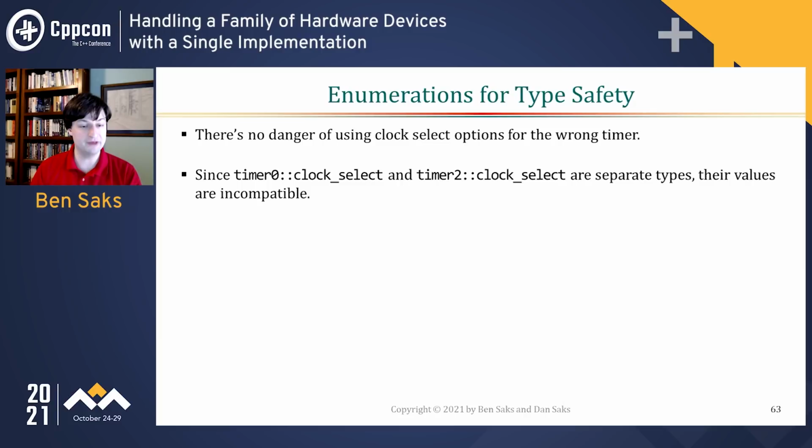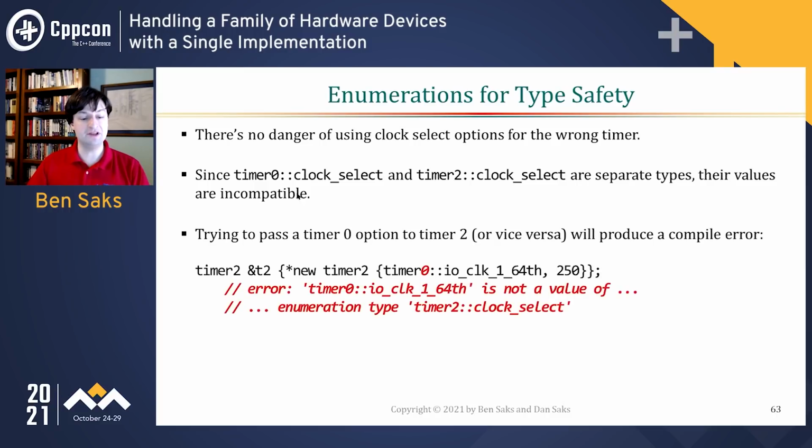Now, I mentioned before that there's no danger of mixing up the clock select options. We could mix up the addresses under the old system, but the clock select options can't be mixed up, and here's why. Timer 0's clock select enumeration type is different from timer 2's clock select enumeration type. They're two separate types defined in two separate places, and as such, their values are incompatible. Enumeration values of one type don't convert into enumeration values of another type, even if they happen to have the same underlying bit patterns.